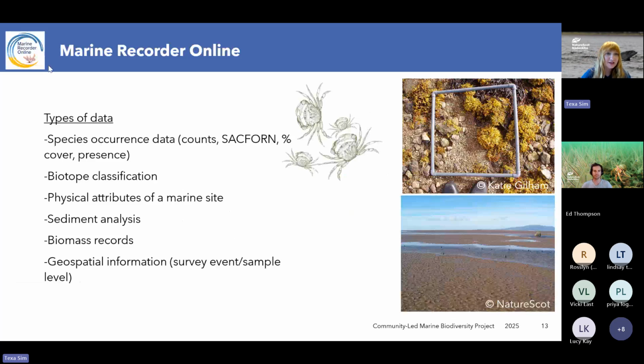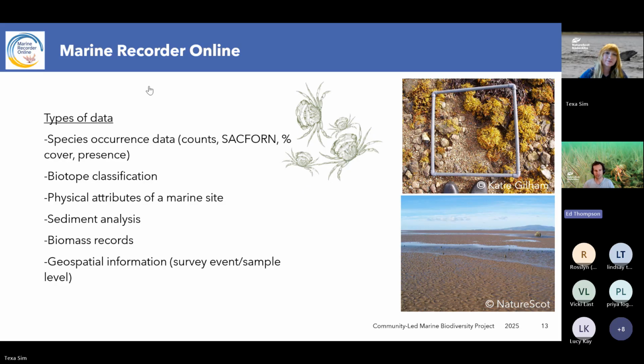So I think actually this is probably where Ed is going to be able to shine and be able to tell us a little bit more about Marine Recorder. Do you want to take it from here, Ed, for this part, or would you like to hang on? That's great. Yeah, that's fine.